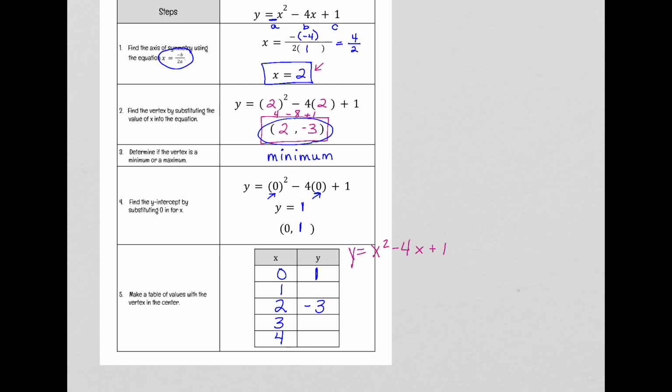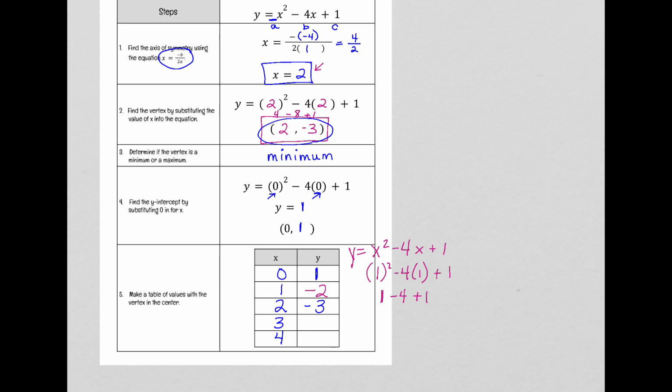So if I put a 1 in there, I've got 1 squared minus 4 times 1, and then plus that 1. So 1 squared is 1, -4 times 1 is -4, and then plus 1. So 1 minus 4 is -3, -3 plus 1 is -2. So I can fill that one in. And then I'm going to do that same thing with the 3 and the 4.